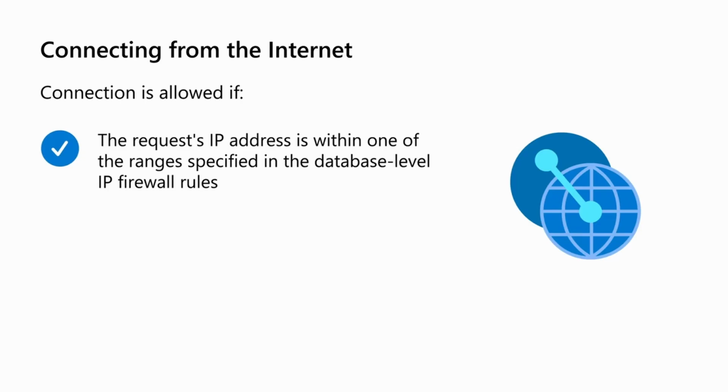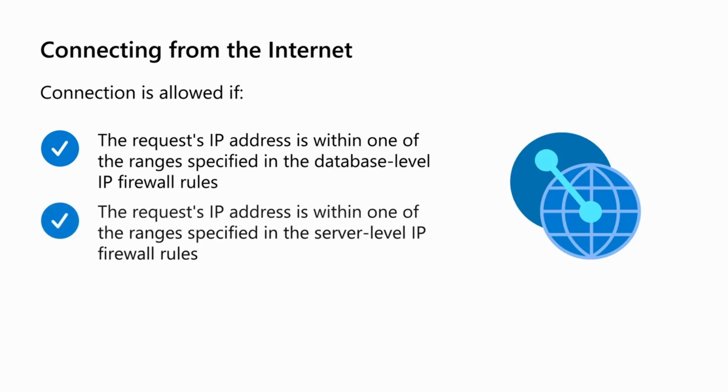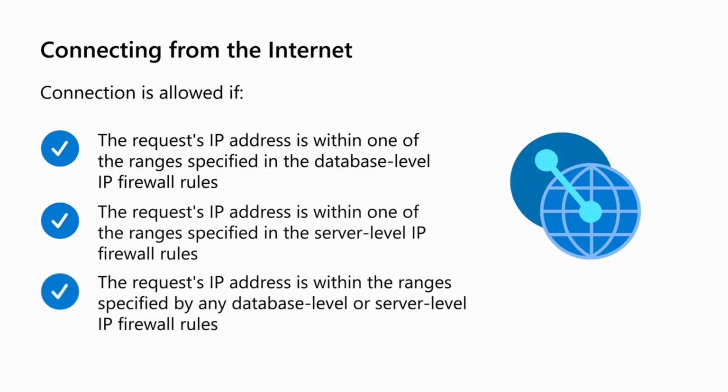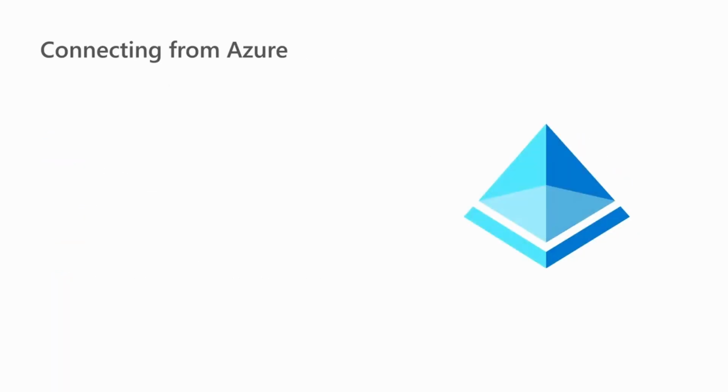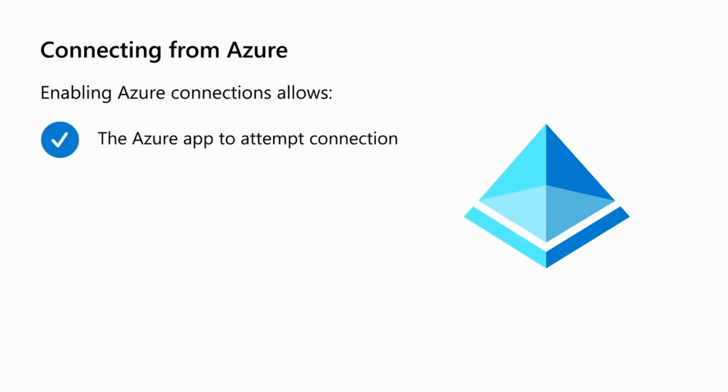The firewall assesses server-level IP firewall rules if the request's IP address is not within one of the ranges set in the database-level IP firewall rules. Connection is allowed if the request's IP address is within one of the ranges specified in the server-level IP firewall rules. Server-level IP firewall rules apply to all SQL databases on the Azure SQL Database. Connection is only allowed if the request's IP address is within the range set by any database-level or server-level IP firewall rules. You must enable Azure Connections to permit Azure-based applications to connect to your Azure SQL Database.